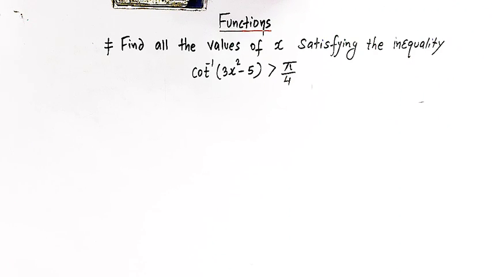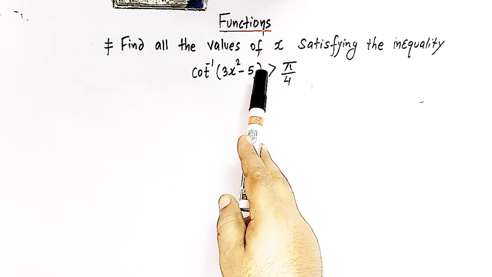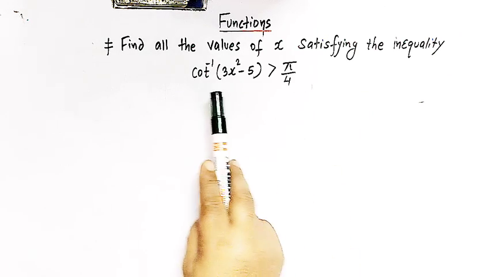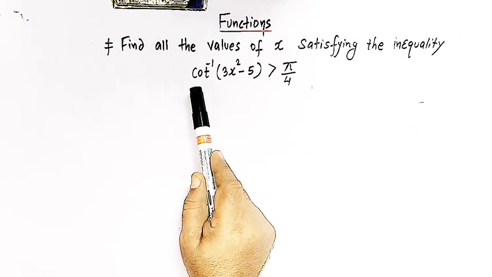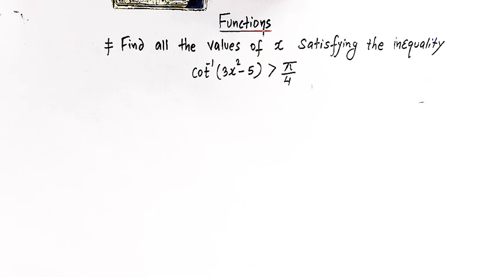Hello, viewers. In today's session, we are going to discuss a very important problem from functions. In this session, we are going to discuss this problem in which we have to find out the values of x satisfying this inequality, that is cot inverse of (3x square minus 5) greater than pi by 4.